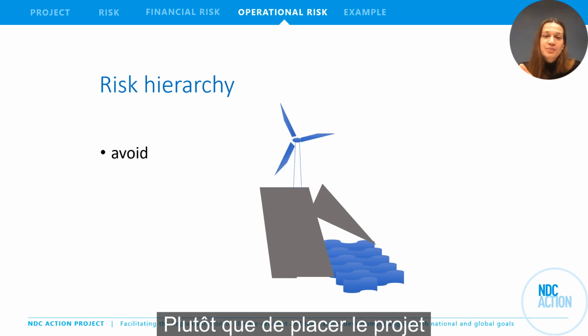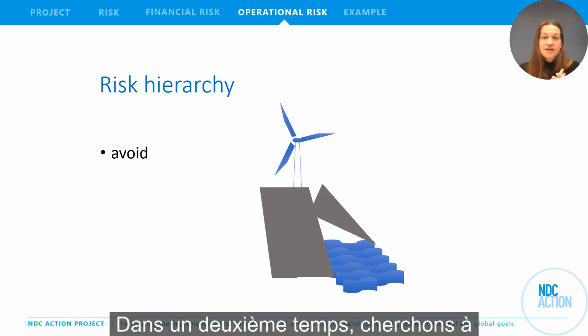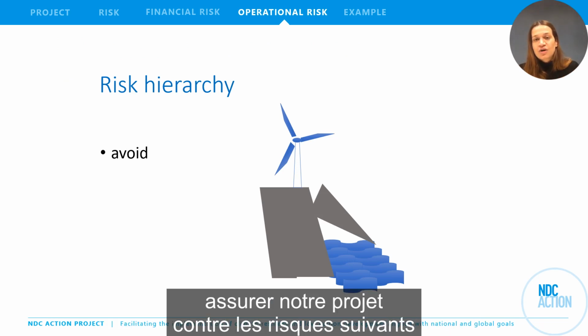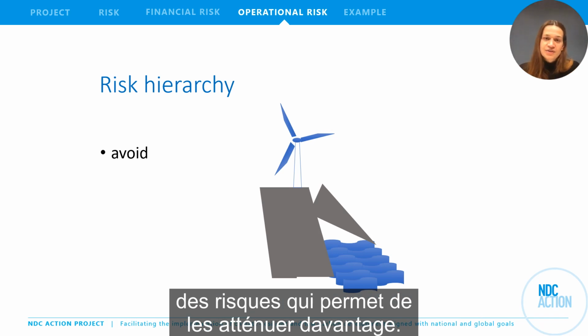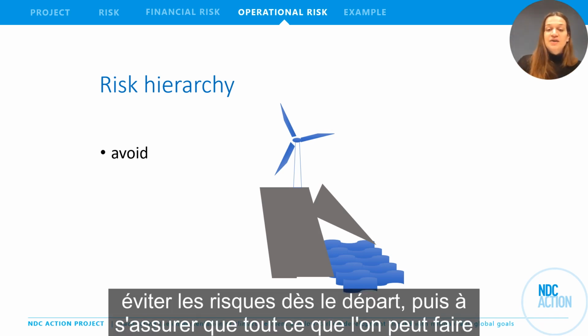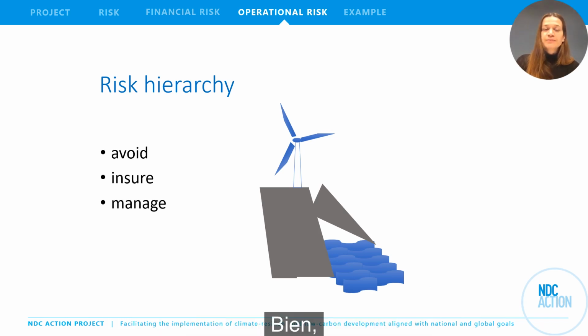Rather than placing the project in a perilous location, let's seek to avoid the risk early. Then as a next step, let's seek to insure our project against them, and then adopt the risk management approach that mitigates the risk further. So risk hierarchy is about avoiding risk at the onset, then insuring whatever you can't avoid, and then managing and mitigating the remaining risk well.